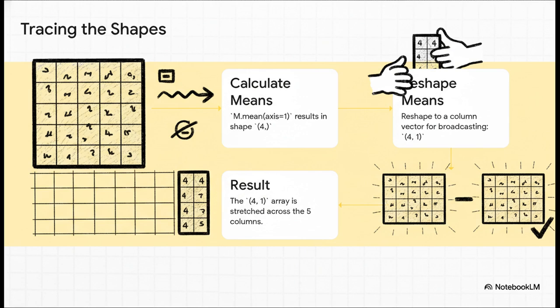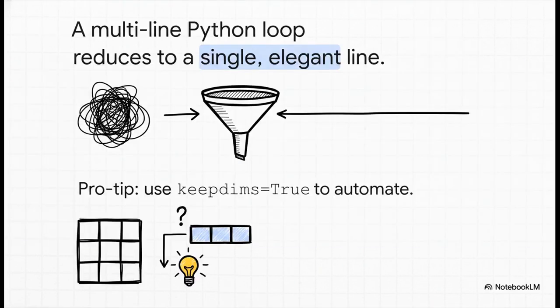As soon as we do that, NumPy can compare (4, 5) and (4, 1). The trailing dimensions 5 and 1 are compatible. The next dimensions 4 and 4 are compatible. And just like that, broadcasting works perfectly. And the result of all that is that a complicated multi-line Python loop gets squashed down into this single, beautiful, and incredibly fast line of code.